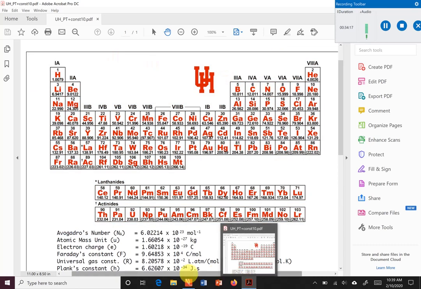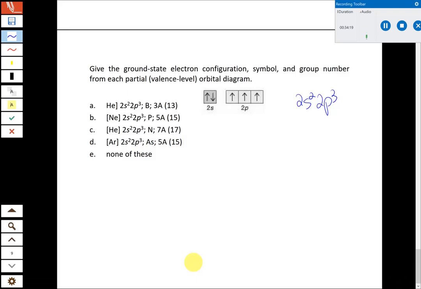So what most of you did was you just picked choice C here because it has nitrogen in it. That's the full configuration, helium 2s2, 2p3. Nitrogen is the atom. Most of you just picked this, but you have to look closely because the answer choice also includes the group number. And the group number that's given here for nitrogen is 7A17.